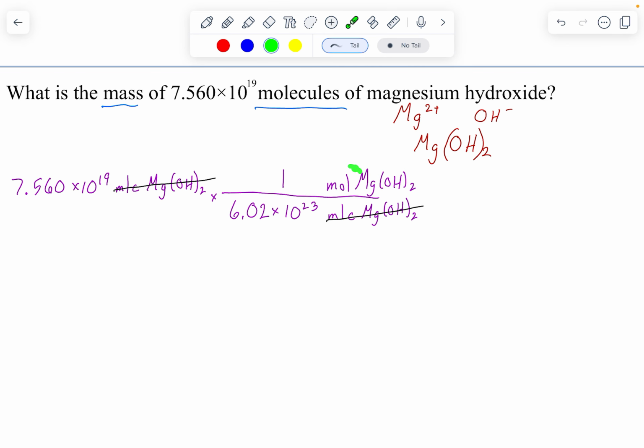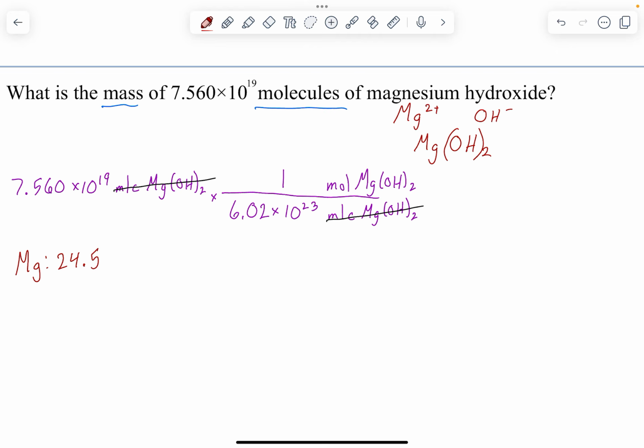Now you're in moles. We want to get to mass. So you just have to ask yourself, how do I get from moles to mass? The only other way that you know how to convert out of moles right now is formula mass. So we're going to find the formula mass for magnesium hydroxide. So rounding magnesium's mass to the nearest whole or half, it rounds to 24.5. There's only one magnesium in the formula.